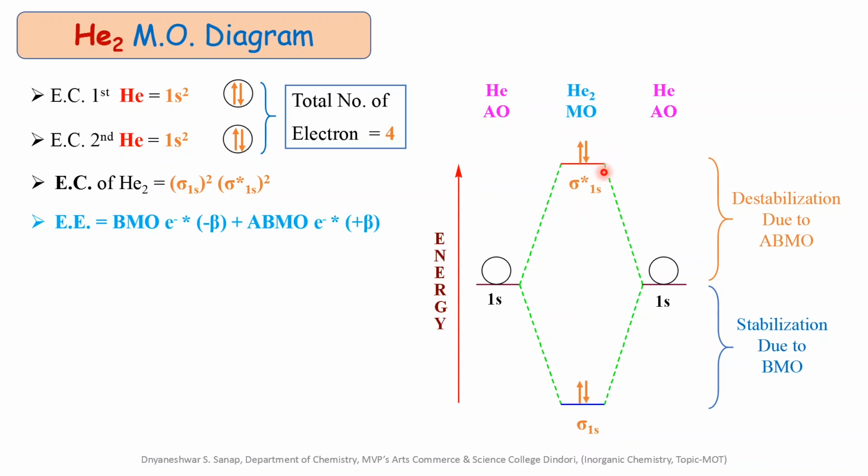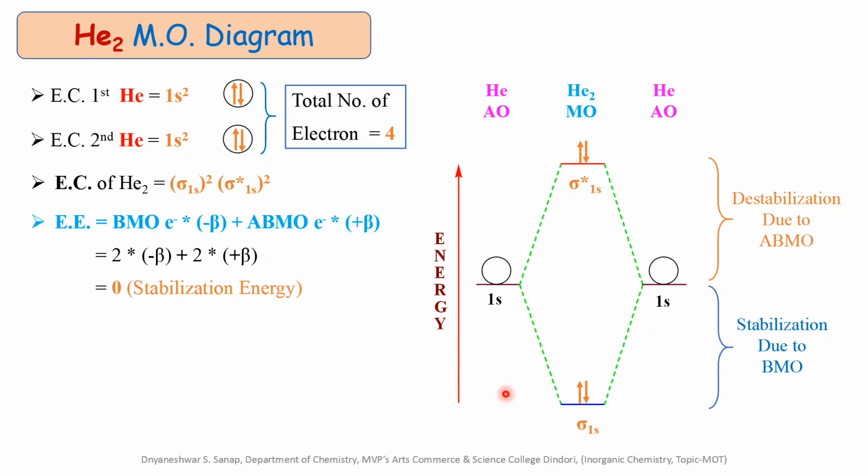Putting these values of the number of electrons in the bonding and antibonding molecular orbitals into the formula, we get the equation 2 into minus beta plus 2 into plus beta. It results in 0 stabilization energy, because whatever energy is evolved during the formation of the bonding molecular orbital is cancelled by the energy gained during the formation of the antibonding molecular orbital. That is why the energy evolved for the He2 molecule formation is 0.